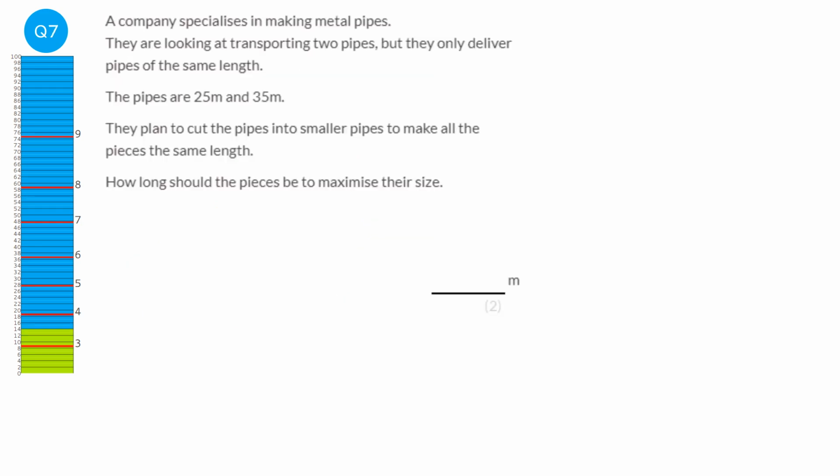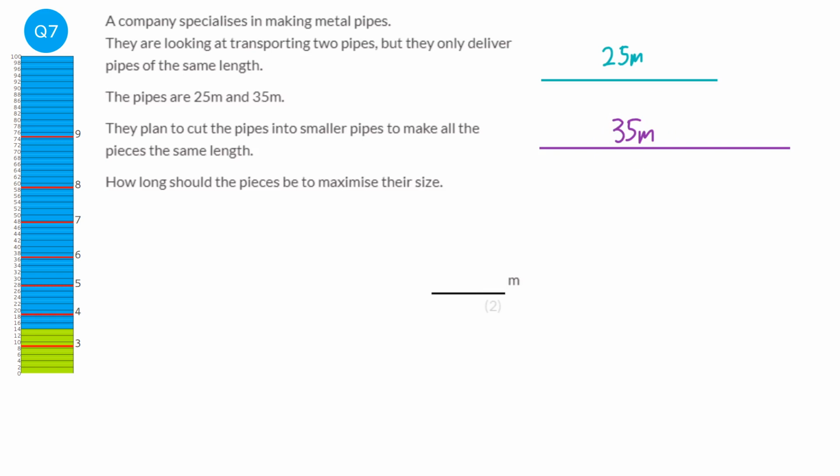So if we imagine we've got the 25 metre pipe here, and we've got the 35 metre pipe here, the question's basically asking us what can we cut all these pipes into, and they all have to be the same length, that will fit with the 25 metre and the 35 metre. And essentially what this question is asking is, what is the highest common factor of 25 and 35?